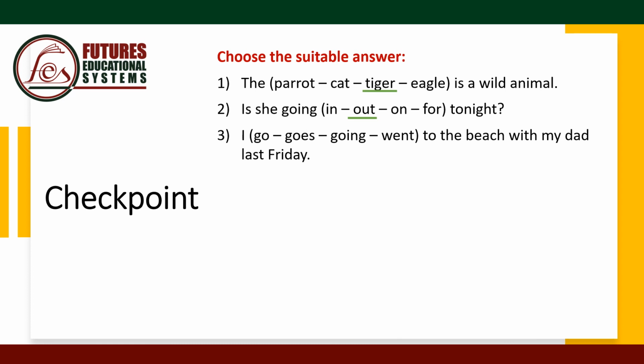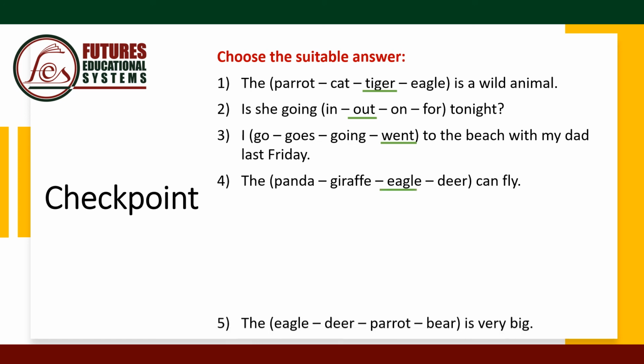Number three, I go, goes, going, went to the beach with my dad last Friday. Last Friday, this is past simple. So we use the verb go in the past simple, which is went. Number four, the panda, giraffe, eagle, deer can fly. Which of these can fly? Yes, only the eagle can fly.